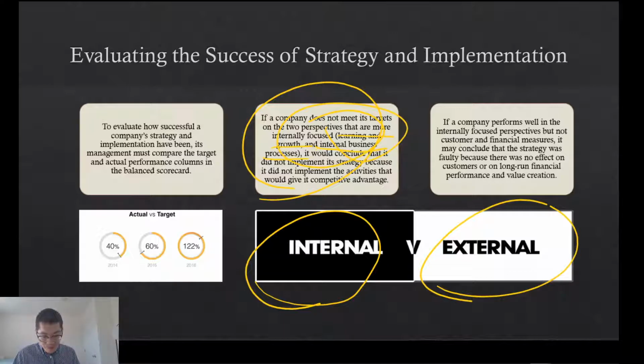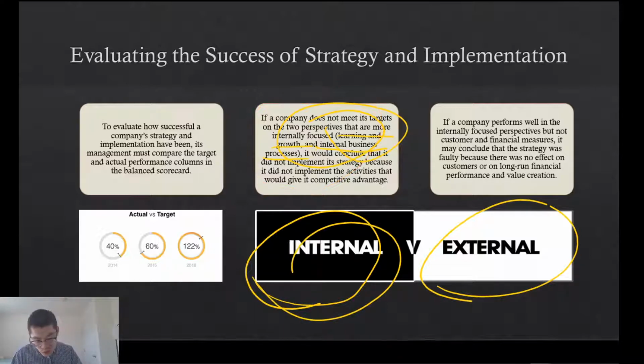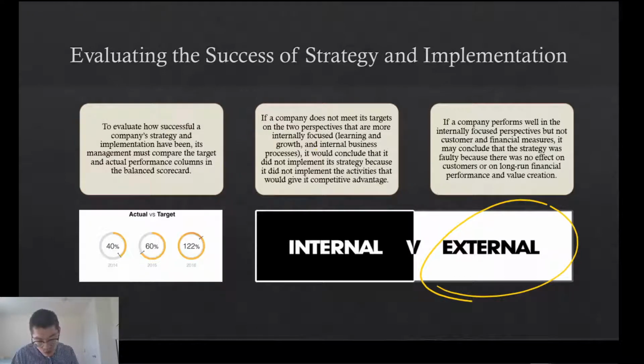So when internal learning and growth and internal business operations are not really in place, we say that we failed to implement the balanced scorecard. And then it comes to the external, talking about the customer and financial perspective.